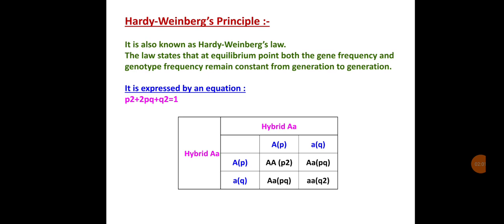Hardy-Weinberg equilibrium, its principle and law. It states that the equilibrium point of gene frequency and genotype frequency remains constant from generation to generation, and it is represented by the equation p square plus 2pq plus q square equals 1. Here the Punnett square shows how this expression is formed.